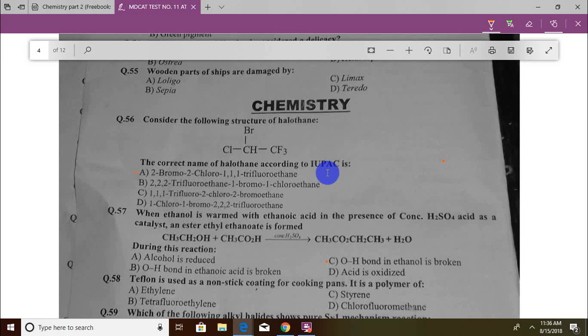Now, another thing is they have given halothane in the book, actually right on the same page in which they've given the properties of Teflon. So they may ask you what is the correct formula. You need to remember that it contains 2 carbons, which is important. One of the carbons is attached to 3 fluorine. The other one is attached to 1 bromine and 1 chlorine.